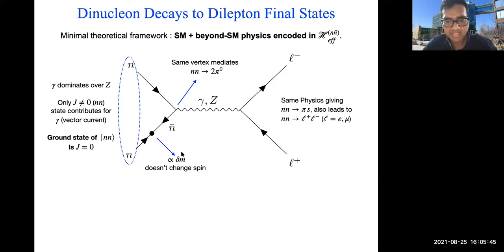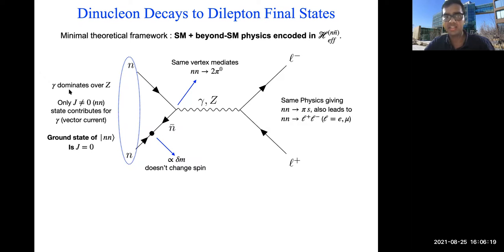This is proportional to delta M, an amplitude of N transiting into an N bar, which can then annihilate with a nearby neutron to produce an internal gamma or Z line, which can then go off to give us a lepton pair. Note that this is the same vertex which can mediate Nn to 2 pi. So again, this contains all the UV information, and given the bound on Nn to 2 pi naught, we can track along the standard model part, and we can relate the modes for Nn to L plus L minus to Nn to 2 pi naught.